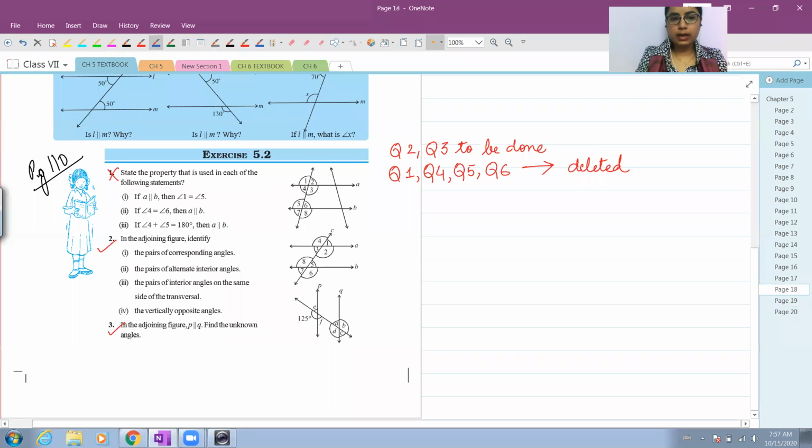Question number 2 and question number 3 are to be done. The remaining questions are deleted. Please mark. And I would like you to draw the figure in your notebooks. Like this figure, please draw in your copies.